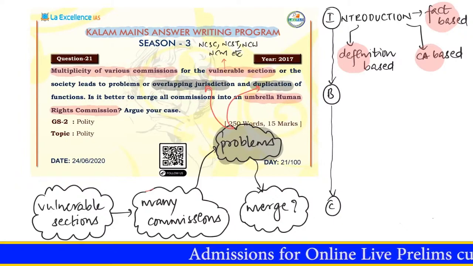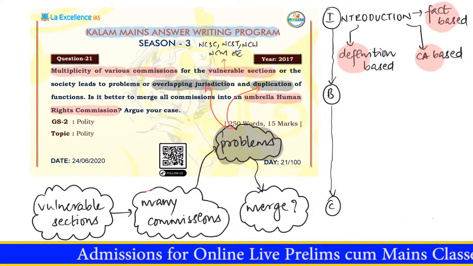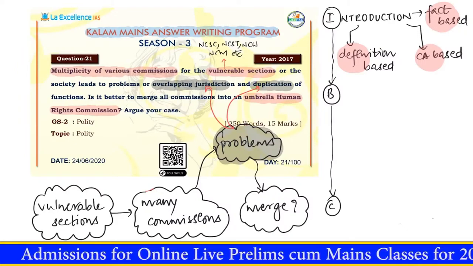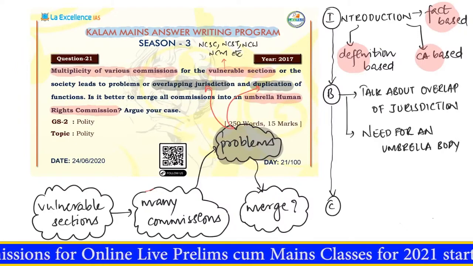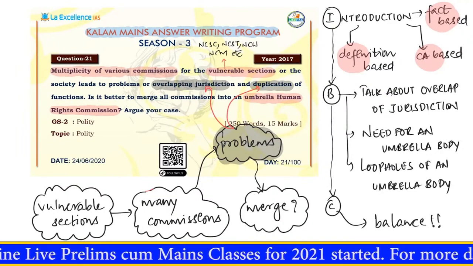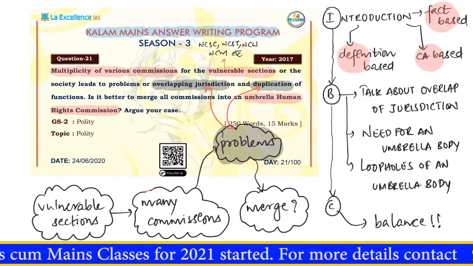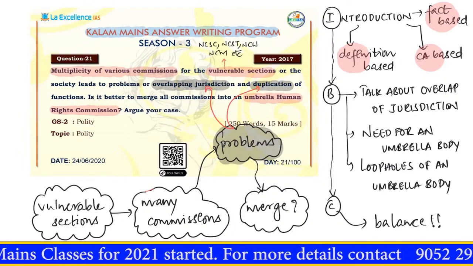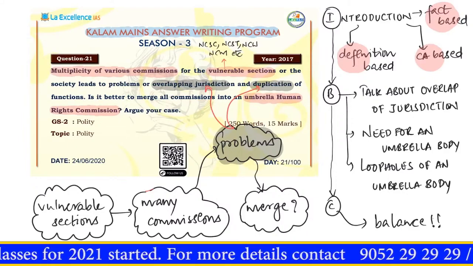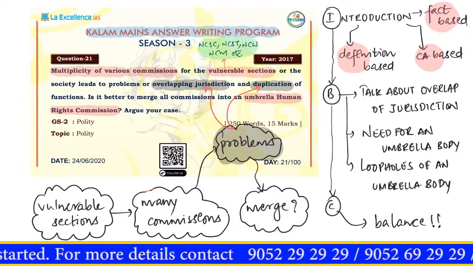So what is my introduction, body, conclusion going to be in this particular answer? In the introduction, I'm going to talk about the multiplicity of various commissions. I'll probably first identify the different commissions that are there and their mandate, so that I'm telling the examiner that I know what exactly I'm talking about. Moving forward, let us look at what the body has to be.